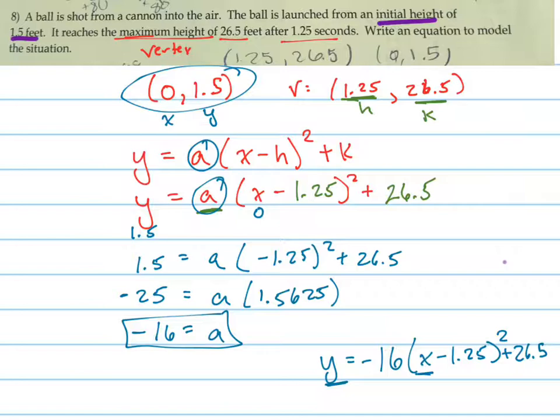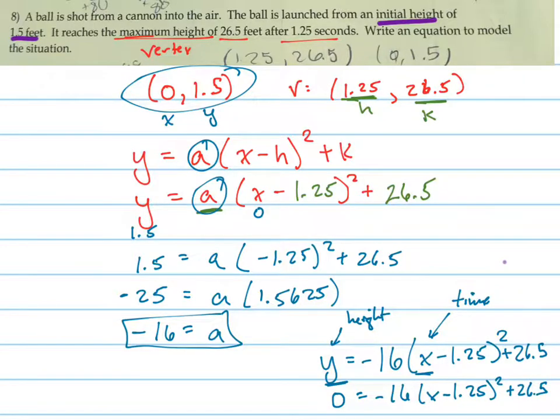And what is the height, h or x in our example? Remember, x in our example is time, and y is height. So we're asking when is it going to hit the ground? In other words, when is the height equal to 0? So we're solving this equation. We're setting y equal to 0 and solving it. Now we're going to get 2 answers, but only one of them is going to make sense to us.